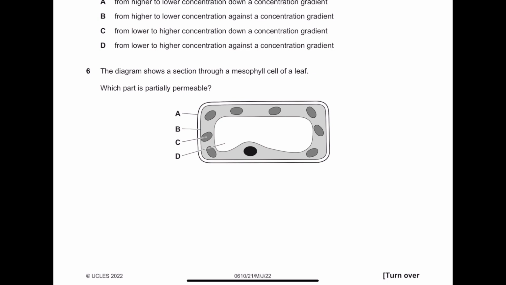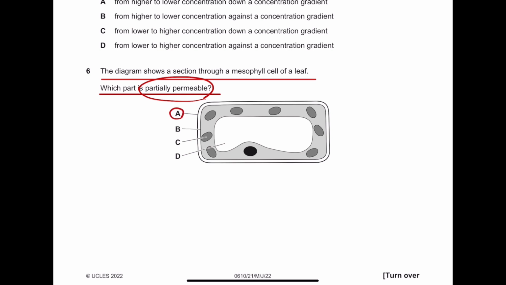Number 6. The diagram shows a section through a mesophyll cell of a leaf. Which part is partially permeable? So partially permeable, as we've already talked about this, the thing that is partially permeable in the cell is called the membrane. So you just have to identify the membrane here, and students often get confused about this.